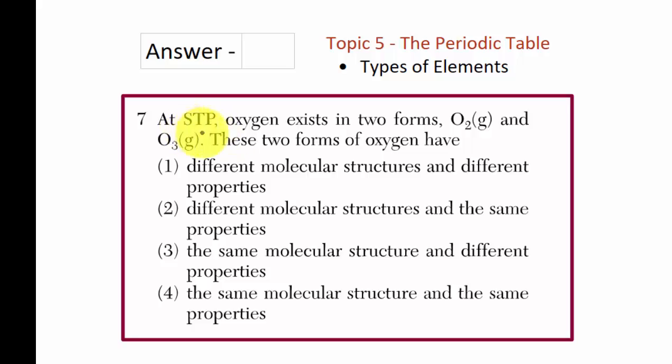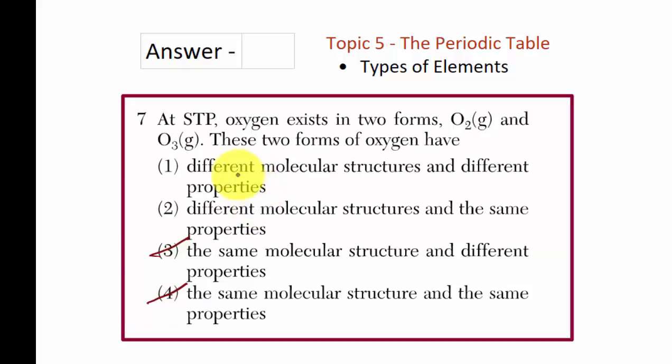Question number 7. At STP, oxygen exists in two forms, O2 and O3. These two forms of oxygen have. Now, the answers are going to ask us to consider two different things, their molecular structures as well as their properties. Well, we have to conclude, based on the fact that the O2 has only 2 oxygen atoms while the O3 has 3, that they must have different molecular structures because they have different numbers of atoms in their structure.